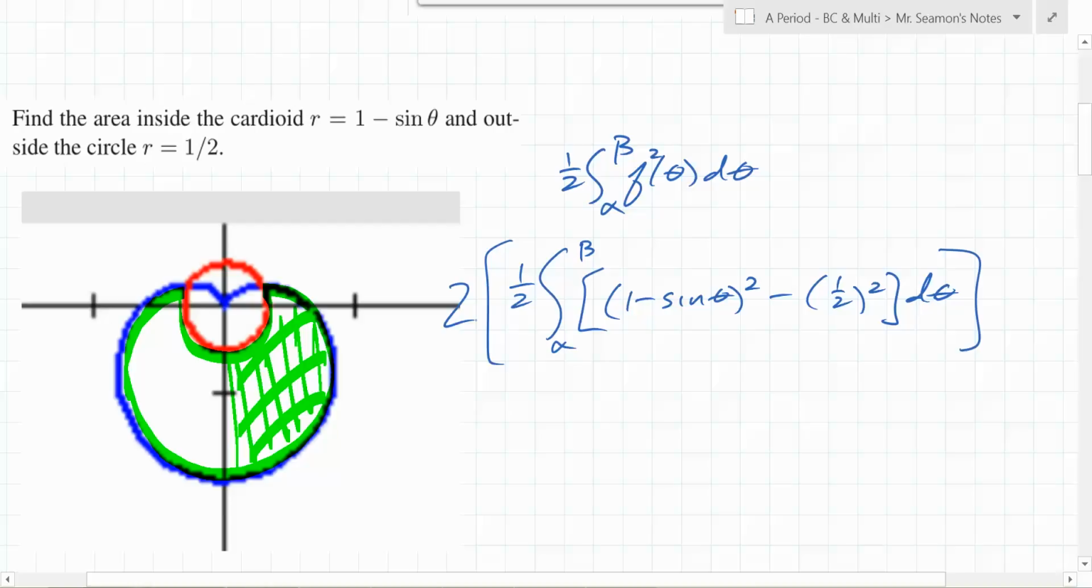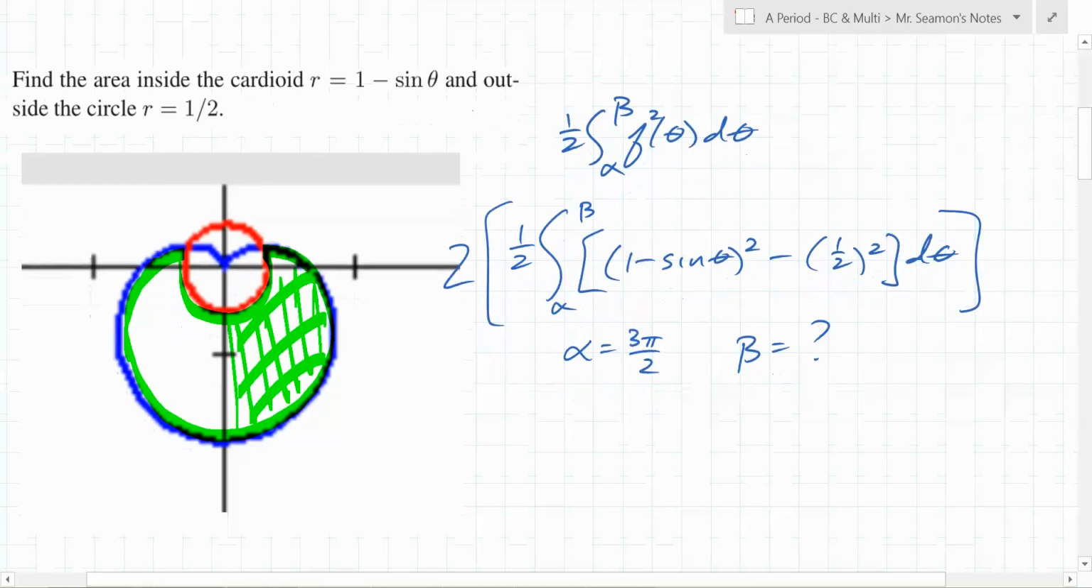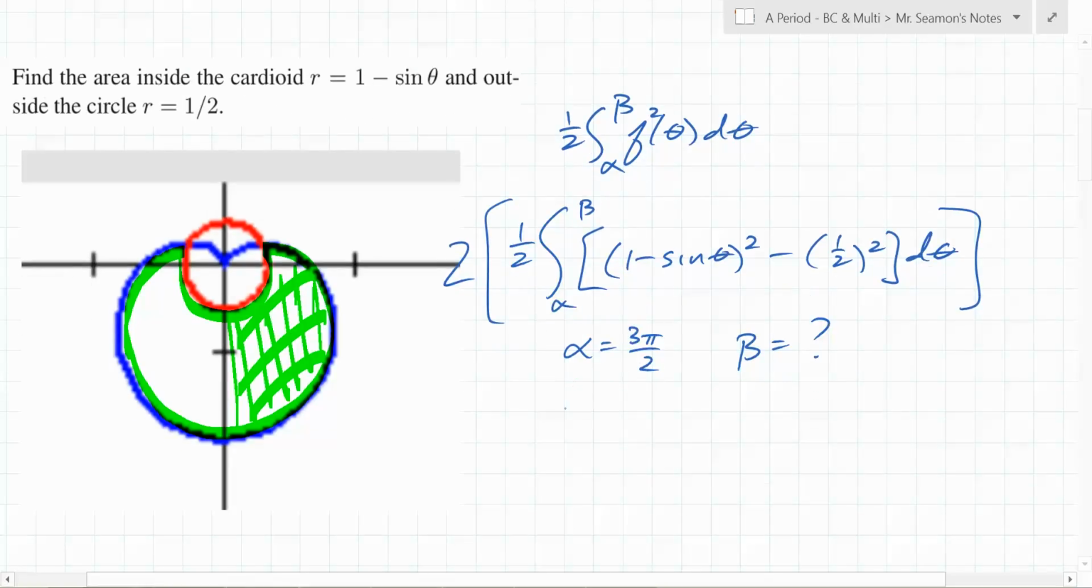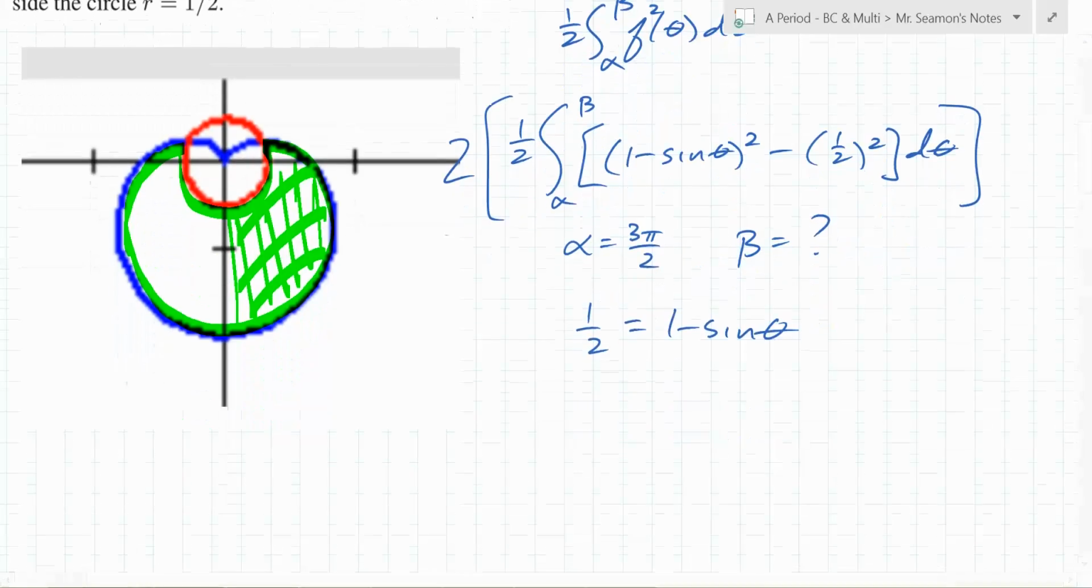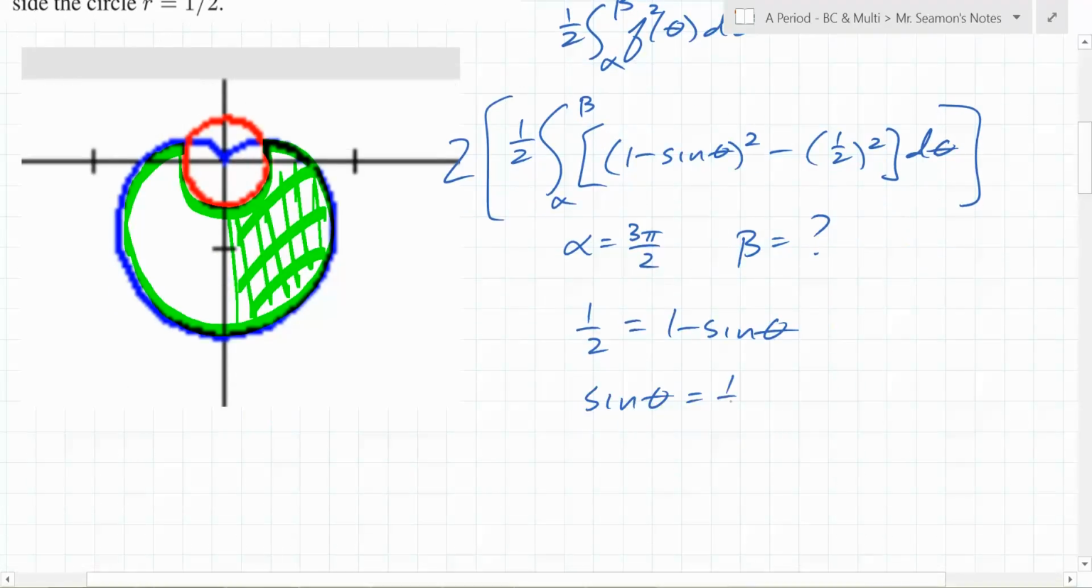But now we have to find alpha and beta. We can go from down. So what angle measure is straight down like that? 3 pi over 2, absolutely. So we could say alpha is 3 pi over 2. How do we go about finding beta? You have to find the intersection point, exactly. So you're going to set 1/2 equal to 1 minus sine theta. So what does sine theta have to be? 1/2. So the sine of what is 1/2? Is it pi over 6?